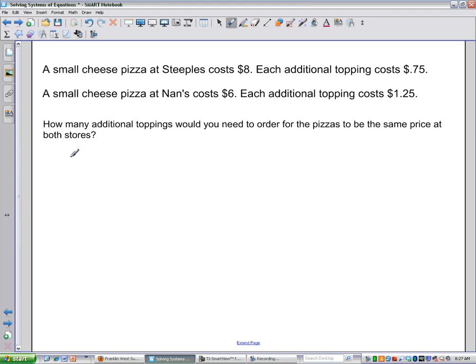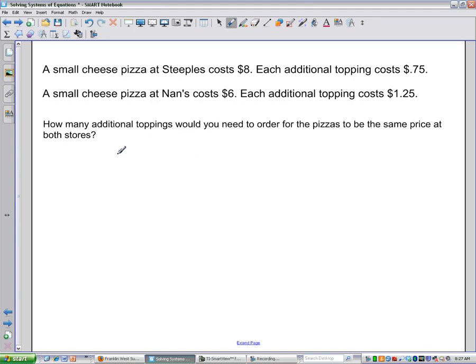So anyway, the question is, how many additional toppings would you need to order for the pizzas to be the same price at both stores? So, where's that place where it's just as cheap to get a pizza at Steeples, or less expensive, whatever, at one store versus the other?